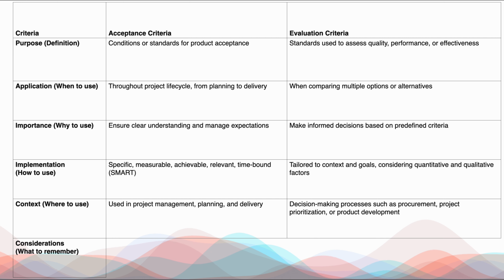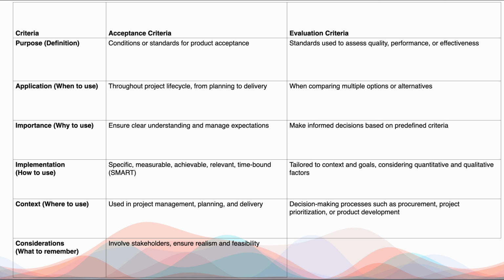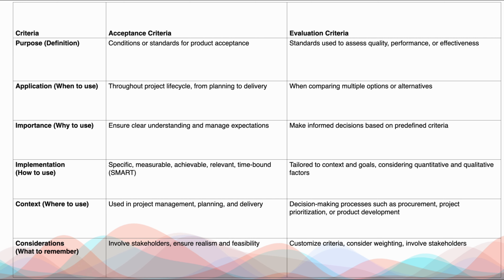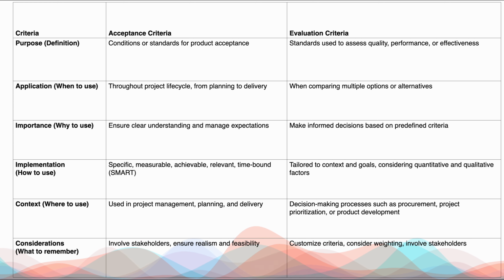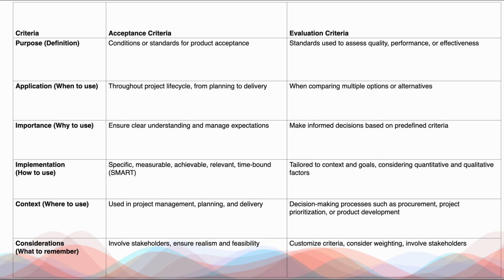Next is consideration: what to remember when you work with acceptance and evaluation criteria. Involve stakeholders, and ensure realism and feasibility. That is what we just discussed. Next is customized criteria: consider weighting, and involve stakeholders. Definitely customize the criteria. That means whatever measures you pick in order to choose the solution, make sure those measures are considered with weighting. That is balanced basically, not influenced by one of the stakeholders. It should be a balanced weighting, it should involve stakeholders, and definitely the criteria should be customized.